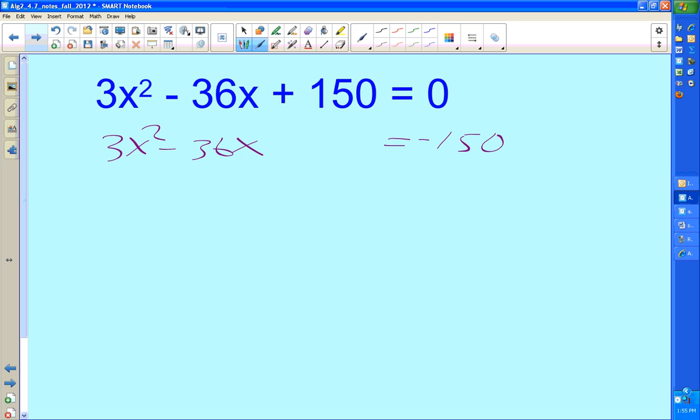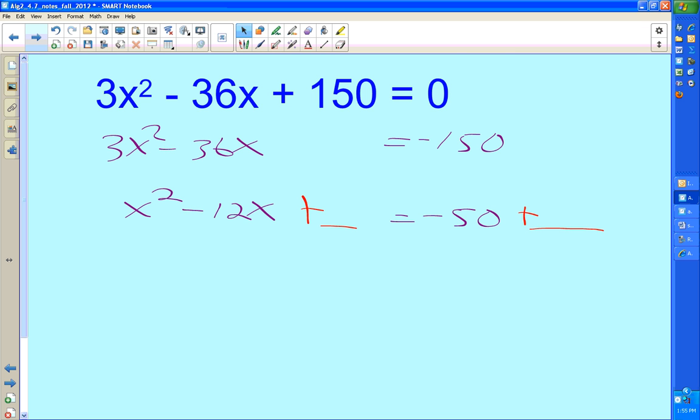Okay. The next step says to get a to equal 1. So we divide everybody by 3. So that's my x squared minus 12x is equal to -50. Did I make a mistake? And then we put plus blank on each side. And we take half of b. What's half of b? 6. But we really want it to be -6. Put it in the circle off to the left.